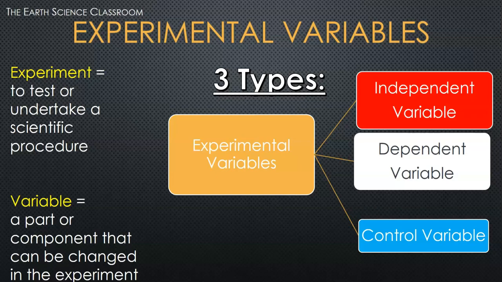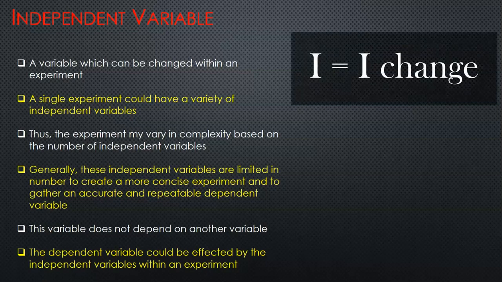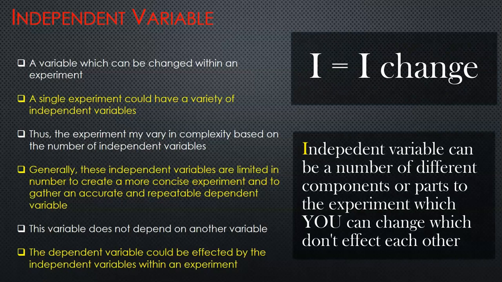So there are three types: independent, dependent, and control. The independent variable within an experiment is the variable that you can change. There are many different factors or parts to an experiment that you can change and adjust, and this is the independent variable. So remember it as I equals I change.